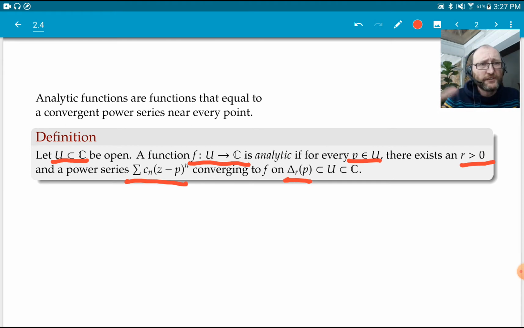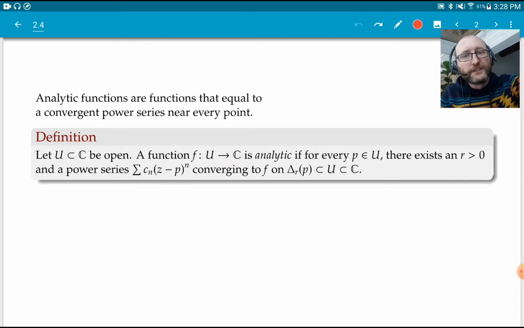Now, you could have a different disk at every point. This R could be small, it doesn't have to be very big, at least not for the definition. You just have to have it at every point, and at every point you have to have a power series, and the power series must converge to F. So it can't be just, if you remember, a Taylor series. We'll see that this one will actually be a Taylor series, but we need it to actually converge to the function on the entire disk.